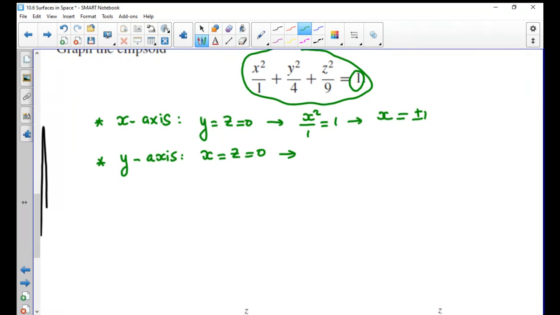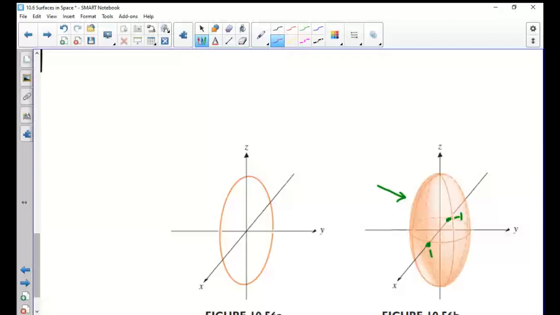Okay, now on the y-axis, let's see how this curve or surface intersects with the y-axis. X and z are 0, so you will get y squared over 4 is 1. So the two values of y will be plus or minus 2. So you can then see that in the graph, the y-intercept, this is 2, and the other side it will be minus 2. This is the y-axis.